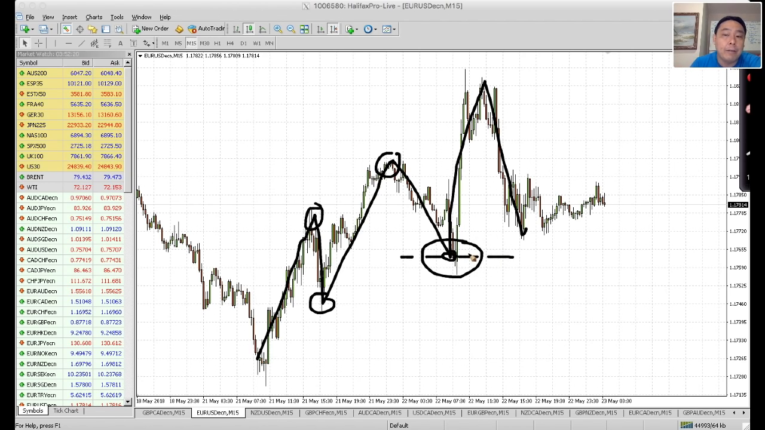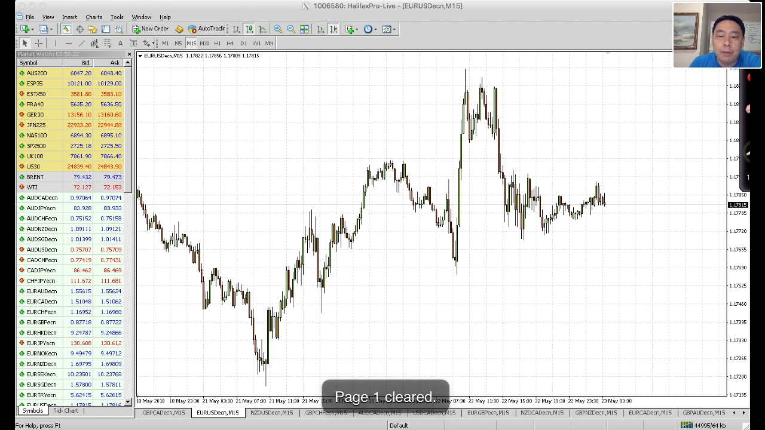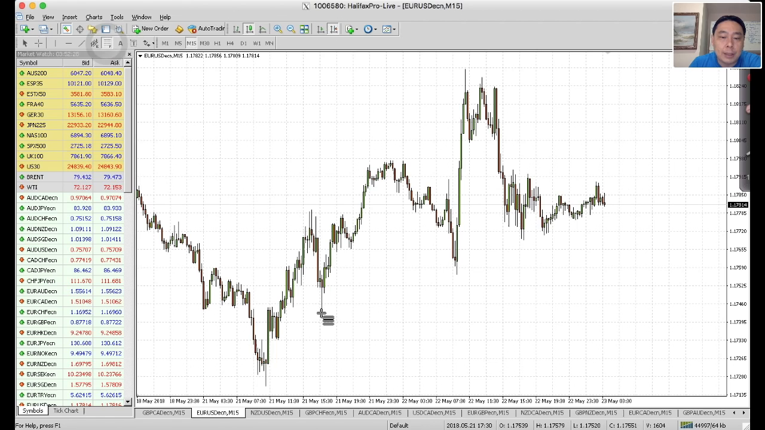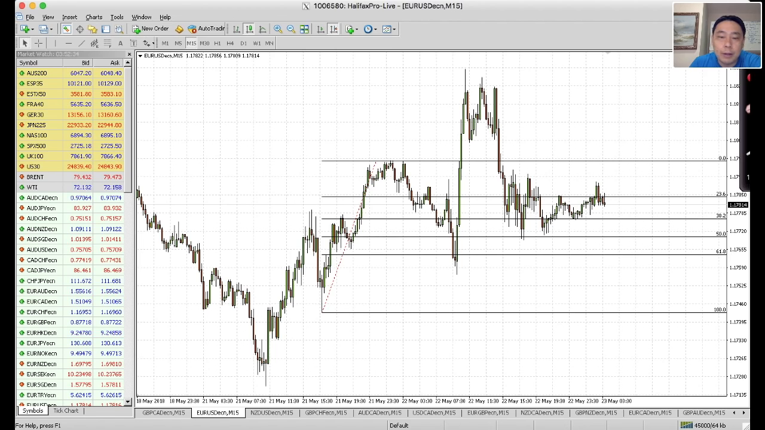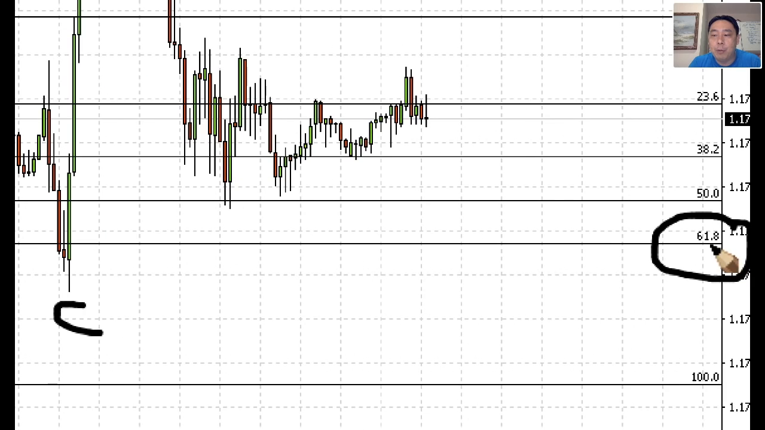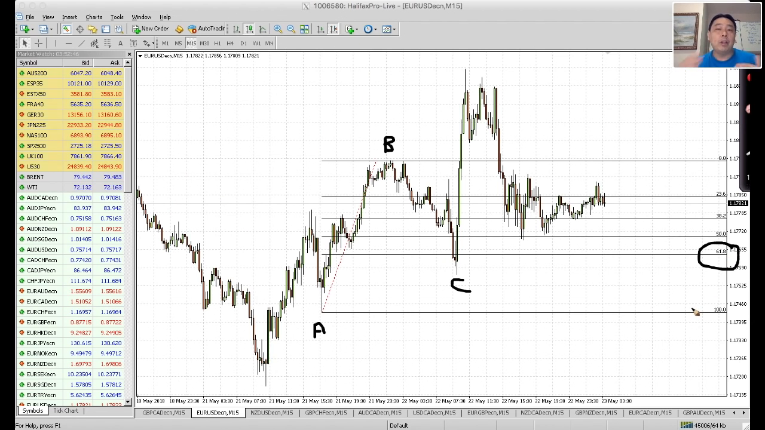It could be a Fibonacci level. So like for example, this is a Fibonacci level, right? If you use a Fibonacci tool over here, and you start from the start of the impulsive wave A to B, there we go, right? So we got A, B, and C. This is exactly the 61.8% Fibonacci level, right?